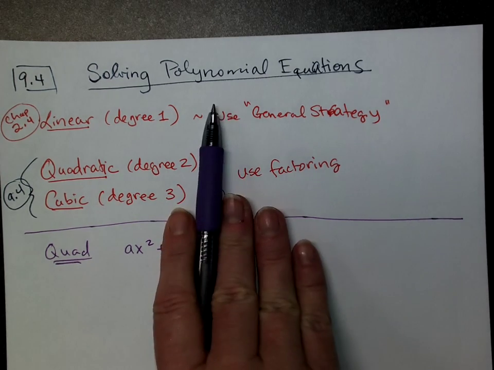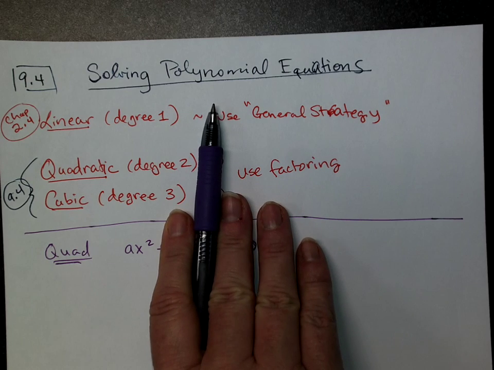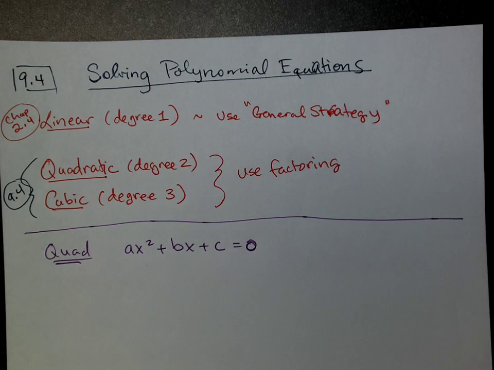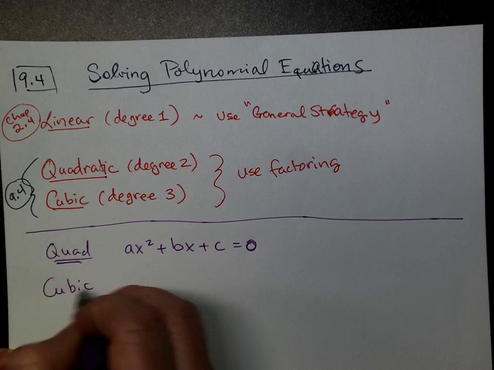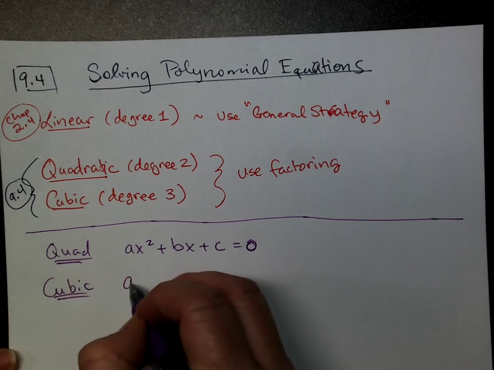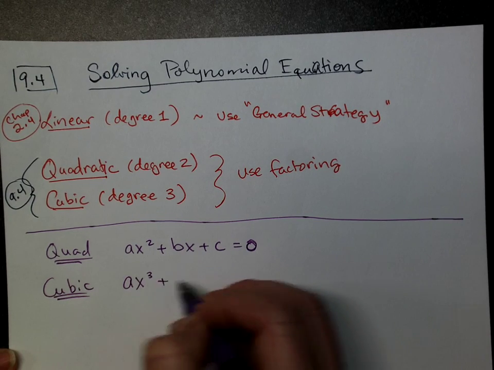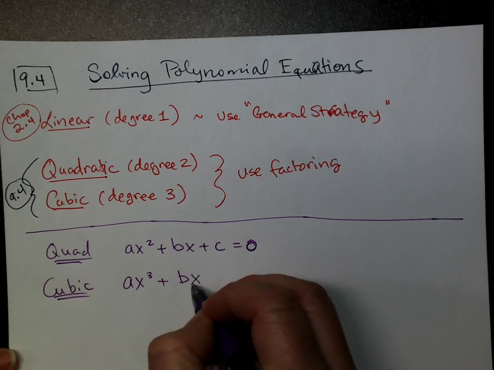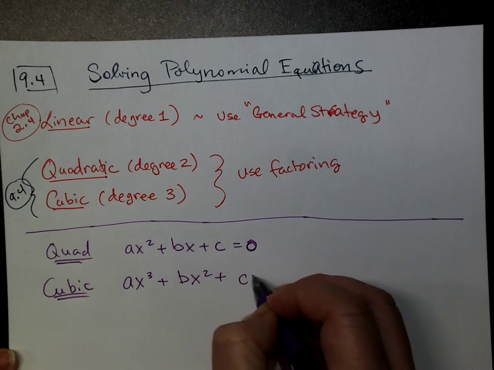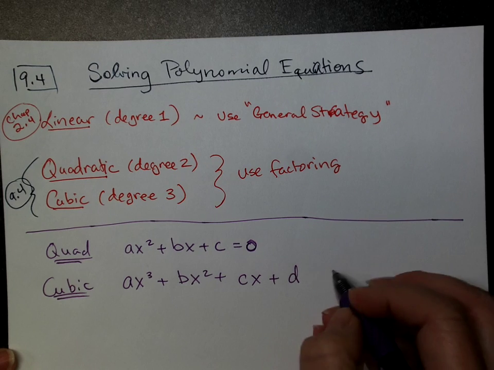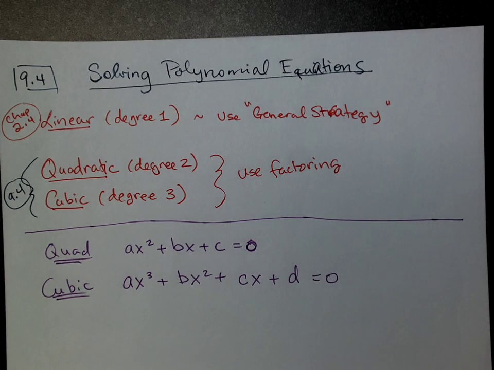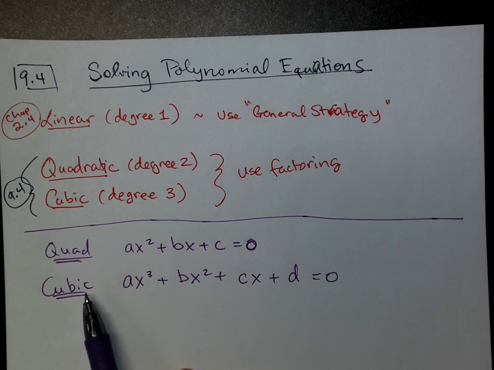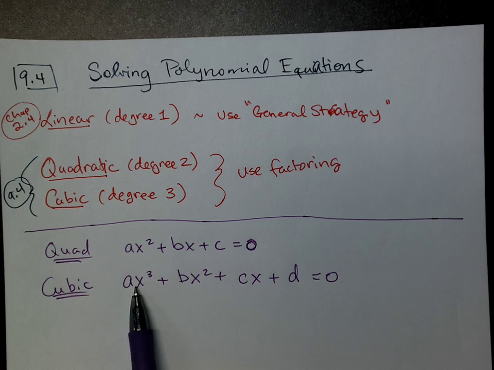It might even just be a monomial. That's still solvable. Okay? And it's quadratic. Cubic, its basic algebraic form would be ax cubed plus bx squared plus cx plus d. In this case, d is our constant, equal to 0. But the only thing that is required to make it a cubic is that it has a cubic term.